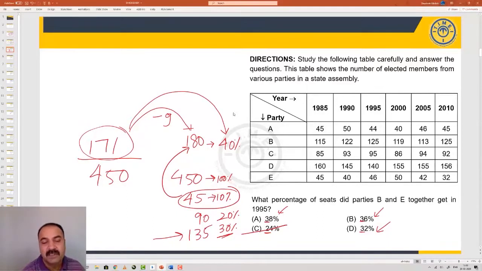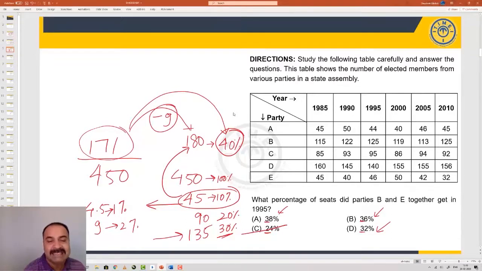9 will be what percentage of 450? So if 45 is 10%, 4.5 is 1%. Therefore 9 is 2%. So from 40% I have to reduce 9, that is equivalent to subtracting 2%. 40% minus 2% will therefore give me 38. So the answer is option A, 38.